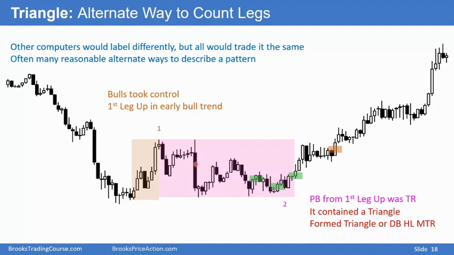If you want, you can call it a triangle, or you can call it a higher low major trend reversal here, or a double bottom higher low major trend reversal. Some bulls will buy above here for a higher low major trend reversal. Bear trend, strong bull breakout, two legs down to a higher low, micro double bottom, down, and then up.